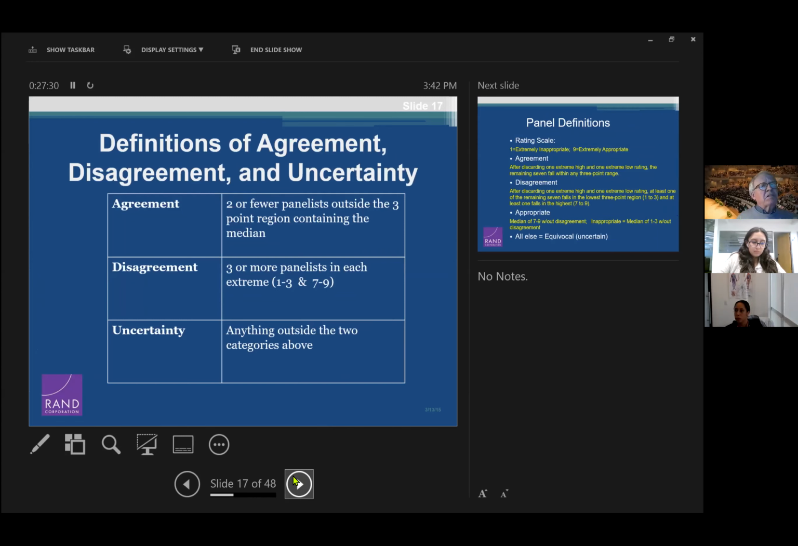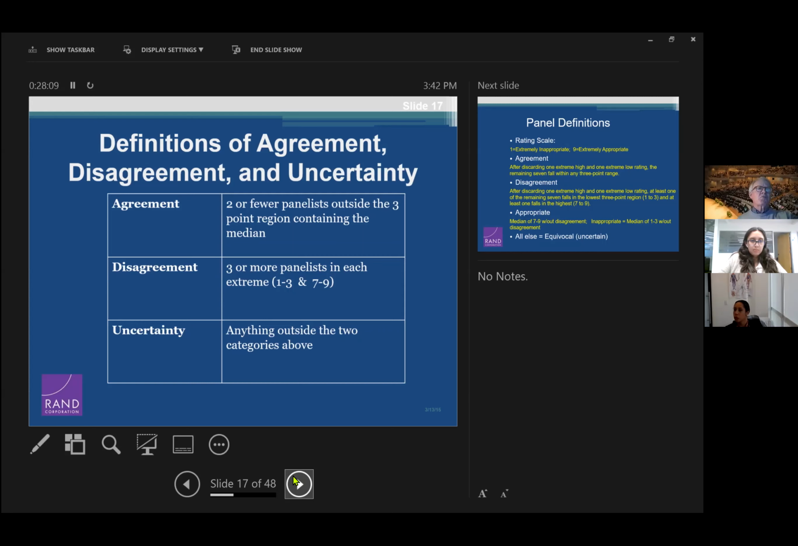We have to come up with a definition of agreement, and so the way that we do it, because you're going to get some disagreement amongst 9 people, if in actual fact 2 or fewer panelists lie outside of a 3-point range, then we would say the rest are in agreement. So if 6 of them are within a 3-point range, that constitutes agreement for us, right? They didn't all choose the same one, but they're still within the same thing. They either all agreed it was inappropriate or they all agreed it was appropriate, and 2 of them were the outliers, if you like. Disagreement is when 3 or more panelists are in each extreme.